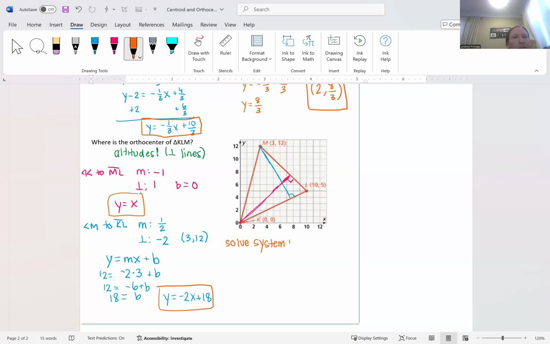Here, they're both y equals. So I'm going to say the x from the one is going to equal the -2x plus 18 from the other. Let's move our x's to this side. 3x equals 18, and x is 6. And because y equals x in our system, if x is 6, y is also 6, which means our orthocenter is (6, 6). So once again, for this one, they have the altitudes, which means they're perpendicular. So find the slope of the original side, do the perpendicular slope, and go from there.